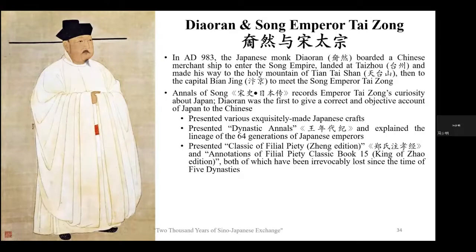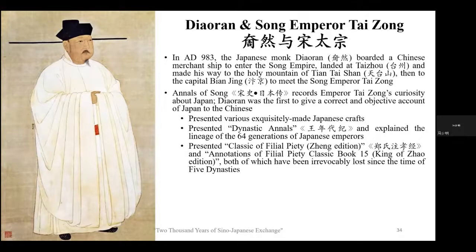And it is written in the historical records, Song Shi. Song Taizong was very curious about Japan, and Diaoran was the first person to give a very correct and objective account of Japan to the Chinese. And he presented many exquisitely made crafts, and he presented the dynastic annals and explained the 64 generations of Japanese emperors. And this made Emperor Taizong very curious that actually there is another land whereby you have a long lineage of dynasties.